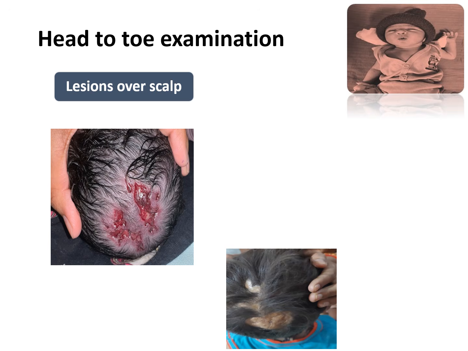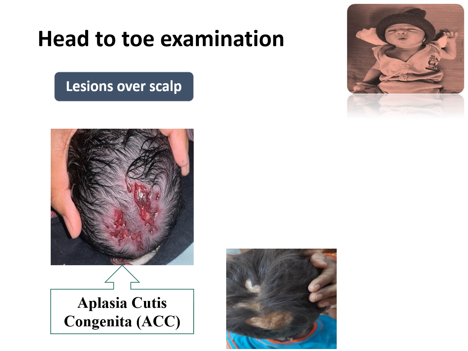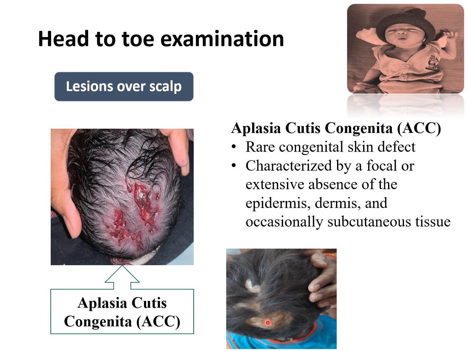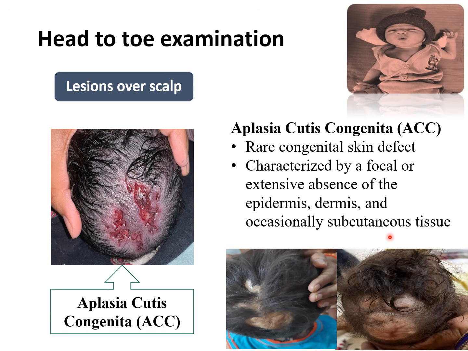Now see whether the baby is having a normal scalp or any lesion is present. So here you can see these are the lesions present at the time of birth. It is aplasia cutis congenita, and later on when it heals it becomes like this. It is a rare congenital skin defect characterized by focal or extensive absence of epidermis, dermis, or sometimes subcutaneous tissue can also be absent. Here also this is another child having a similar presentation.